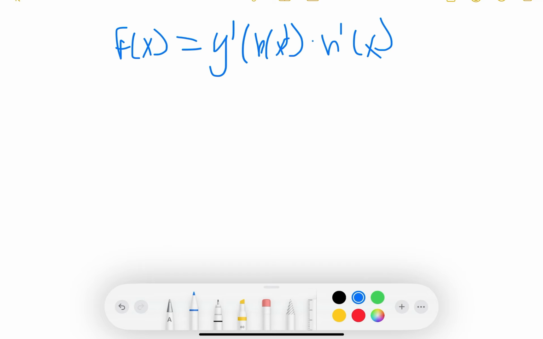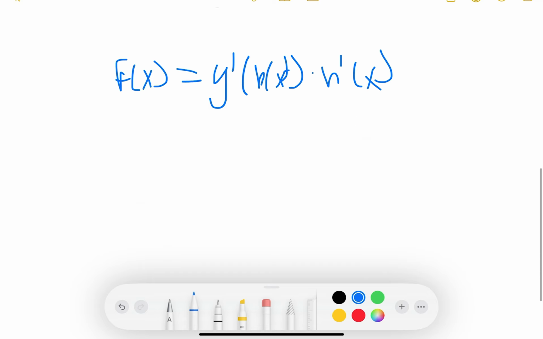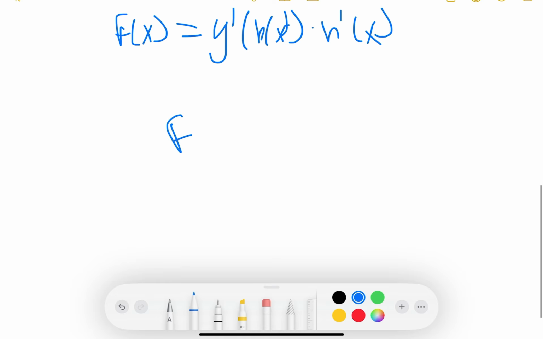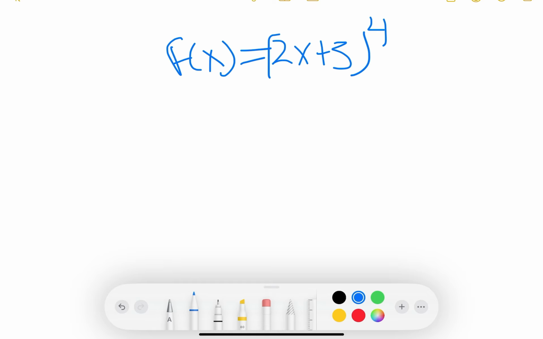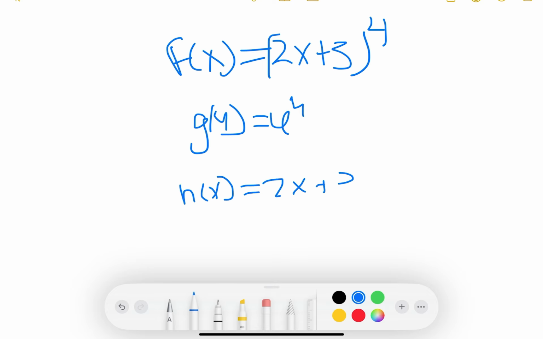So if we do an example, we can do f of x equals (2x plus 3) to the 4th. So step 1, you want to identify your outer and inner functions. Your outer function, g of u, is just going to be u to the 4th. So this is your outer function, u to the 4th. And then your inner function, which is h of x, is going to be 2x plus 3.